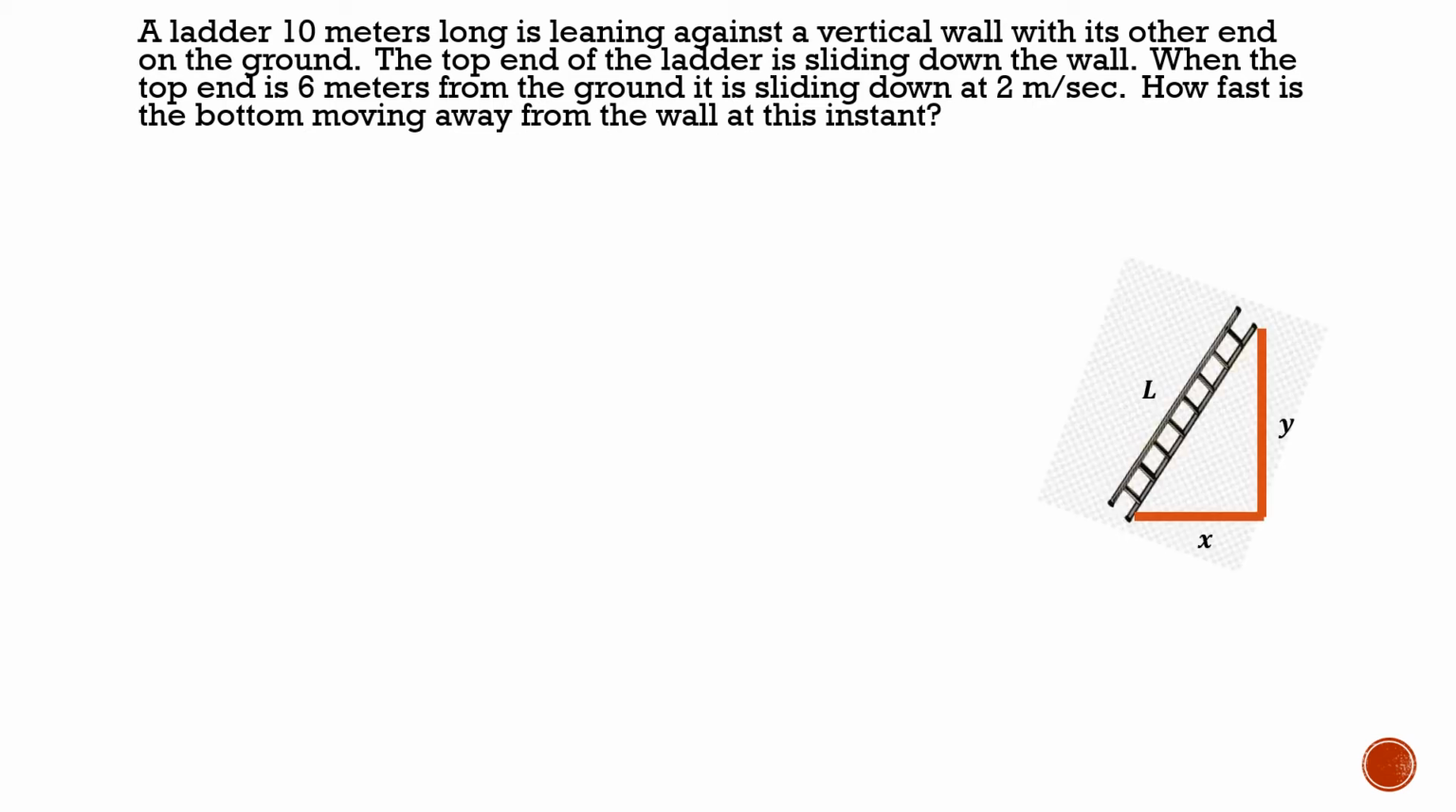So again, I'm going to start with my know. My know is that the top, or the y value, is sliding down, so it's decreasing, so I have a negative 2 meters per second. They're asking me to find the movement of the x, or the part of the ladder that's moving away on the ground. And they told me that my y value was 6, so the top end, or the wall part of the scenario, is 6 meters. If the top end is 6, then the bottom end, or the x value, must also be 8. I know that because the ladder is 10 meters, so it's like a 3, 4, 5 triangle.